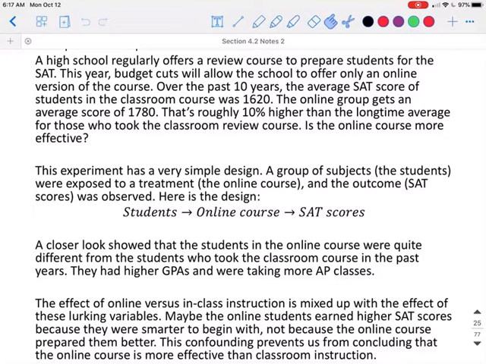This experiment has a very simple design. A group of students, who are the subjects, were exposed to a treatment, the online course, and the outcome, their SAT scores, was observed. Here is the design. So we have students take the online course, and then we receive their SAT scores.